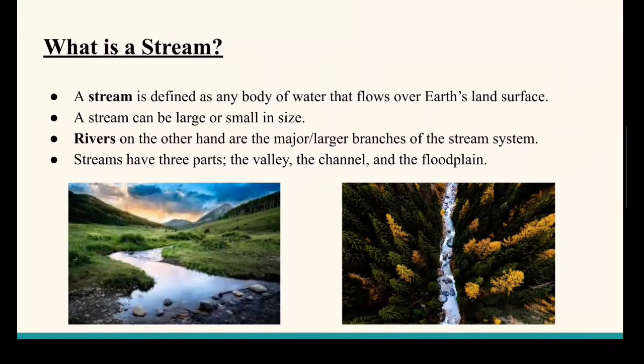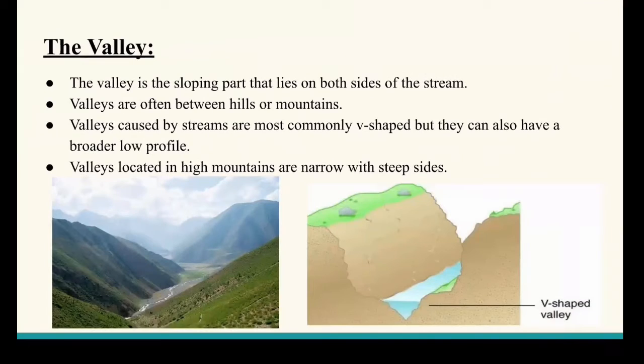Rivers have three parts: the valley, the channel, and the floodplain. The valley is the sloping part that lies on both sides of the stream. Valleys are often in between hills or mountains. Valleys caused by streams are mostly V-shaped, but they can also be broader. And valleys located in high mountains are narrow with steep sides.